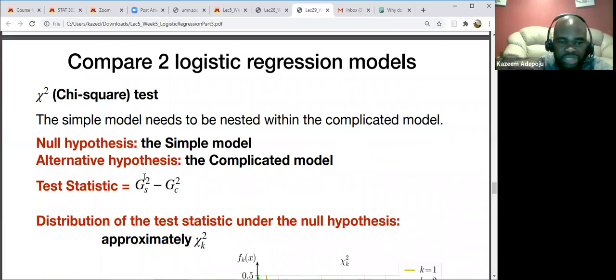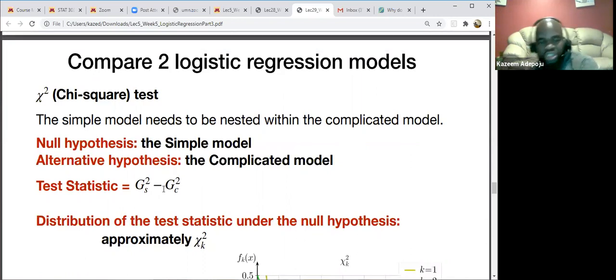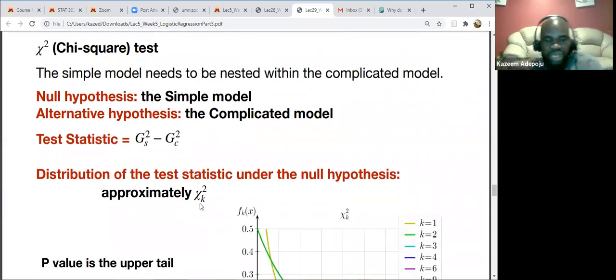Because this is a G squared that has to do with a simple model, and this is a G squared that has to do with a complicated model. The test statistic is just the difference between the G squared for the simple model and the complicated model. Don't forget that we are comparing the simple model with a complicated model. This test statistic follows a chi-square distribution. If I want to get a critical value, I'm going to use the chi-square distribution, and the K here would be the degrees of freedom.